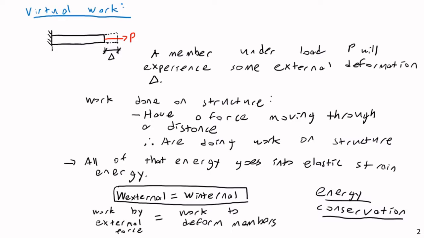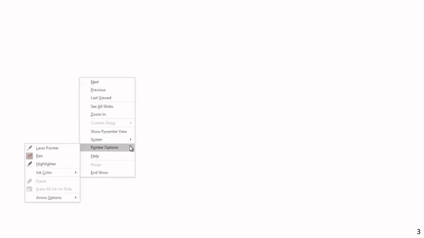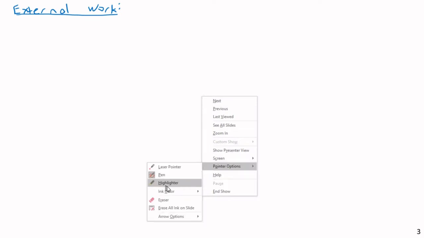Okay. So let's first consider external work, see how that relates together, and see if we can somehow simplify the system. Now I want to describe how it might seem like you could solve this system, but then I want to show you that the method that's most intuitive actually has some issues with it. Okay, so external work. Again, external work, of course, is the work done by an external force. And I want to look at this from the point of view of trusses.